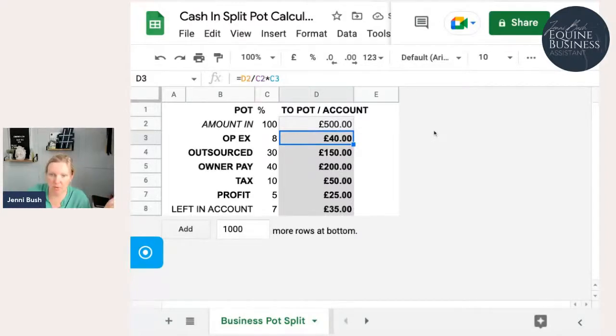What I would do is I'd move £40 into my operations expenses. I will move £150 into my outsource, which covers my assistants and, if I have any more staff, if I take anybody else on. And that way I'm also left with a little bit at the end of the month as well. Sometimes in that pot, I only pay what I need to, and that way I tend to grow it.